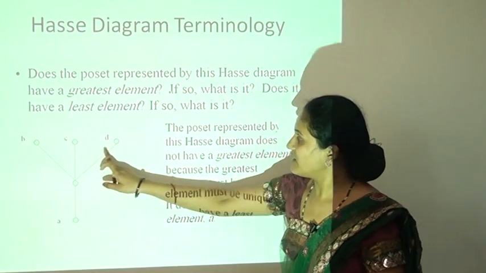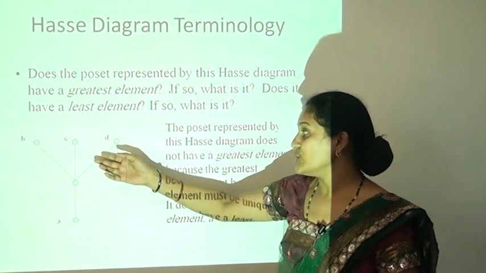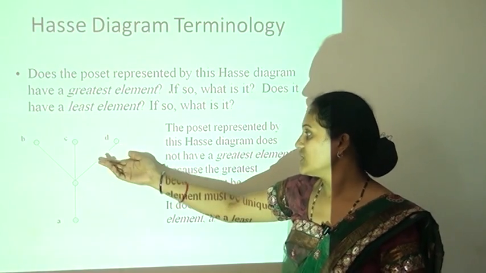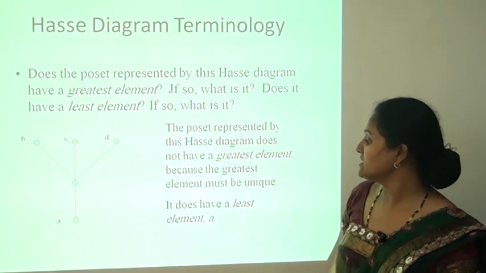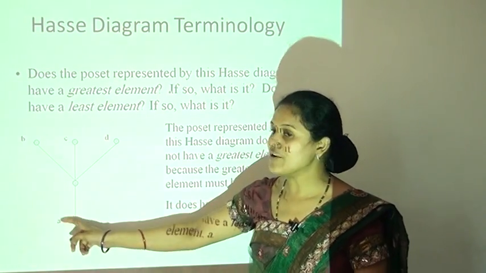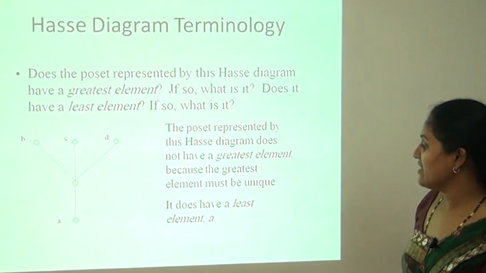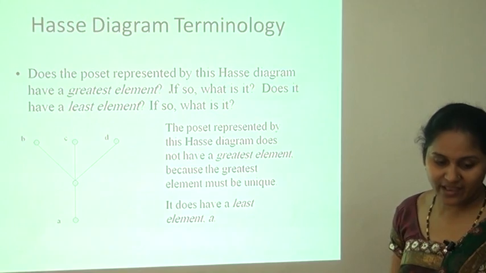In this upper side, B, C and D are present, but nothing is unique. So we can say here no greatest element is present, but it has a smallest element which is unique. That's why it has a single element, it has a least element, that is A.